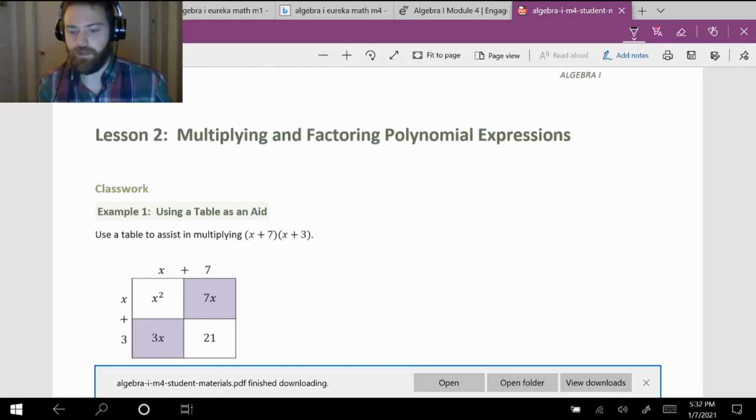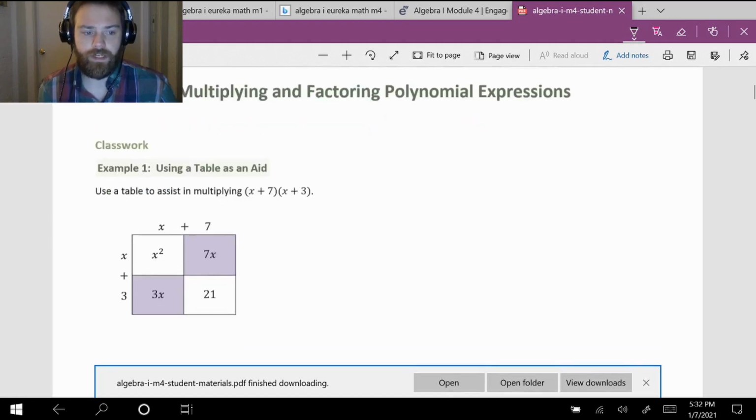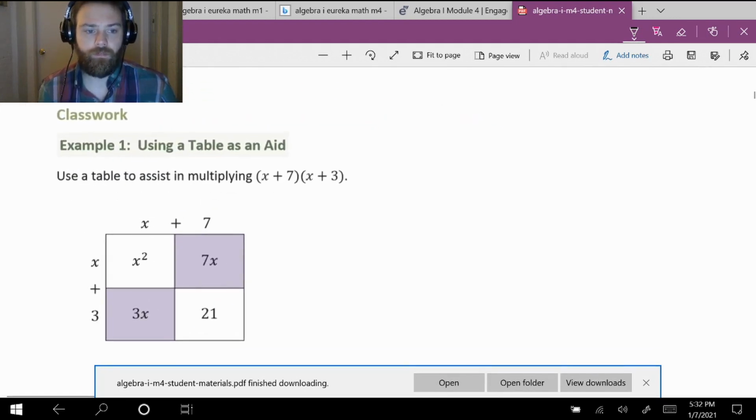Okay, so this is really similar to the last thing that we left off with. All we're doing here is multiplying and factoring polynomial expressions, using a table as an aid. If I take a look at this table, I've got x times x, which they already did, x times 3, so I'll go ahead and write all this out. So x plus 7 times x plus 3.